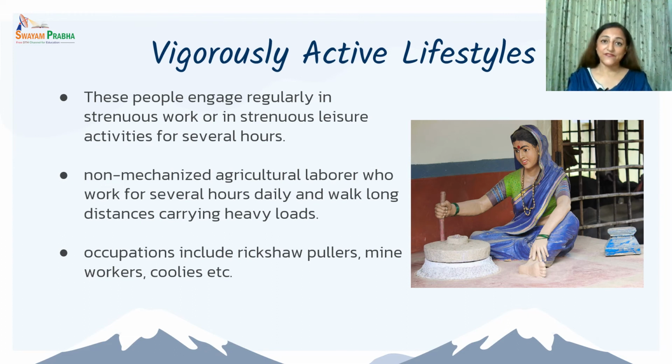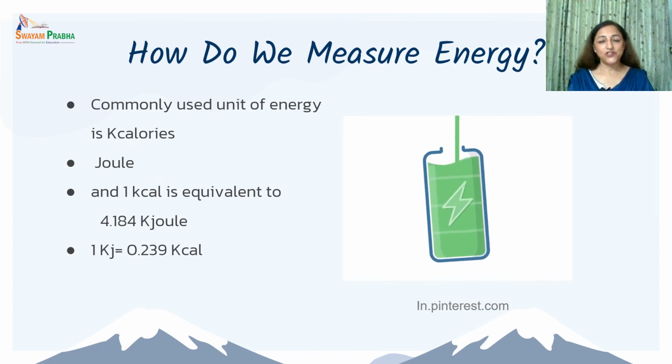The third type of lifestyle is the vigorous or vigorously active lifestyle. These people engage regularly in strenuous work or in strenuous leisure activities for several hours in a day. For example, a woman with a non-sedentary occupation who swims or dances an average of 2 hours each day, or a non-mechanized agricultural laborer who works with an axe or a sickle for several hours daily, or who walks on a rugged plain for miles and miles, or people who are carrying heavy loads. Examples of this type of lifestyle can be rickshaw pullers, mine workers or coolies.